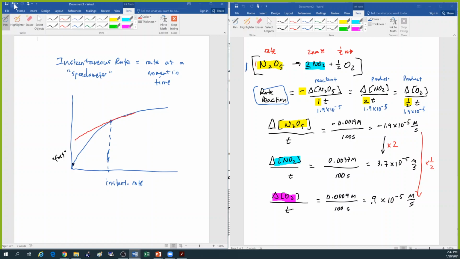Oh, I missed. Dang, it's so hard to draw without a ruler on the board. We're going to take what amounts to a tangent line, which means it only hits the curve at one point, the point of interest. And the slope of this tangent line is equal to the instantaneous rate.